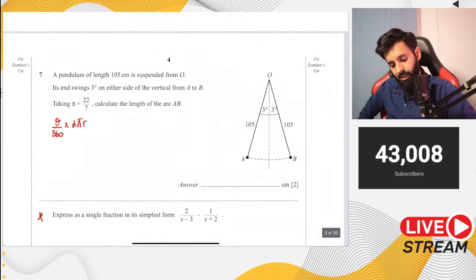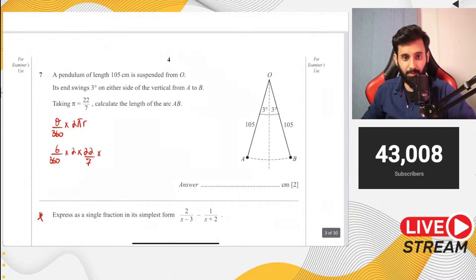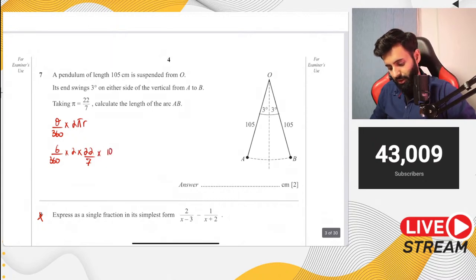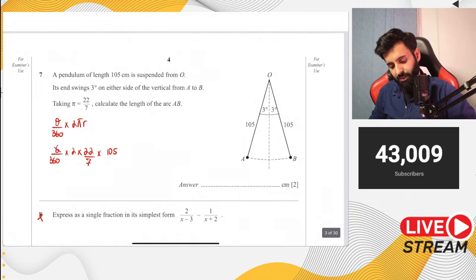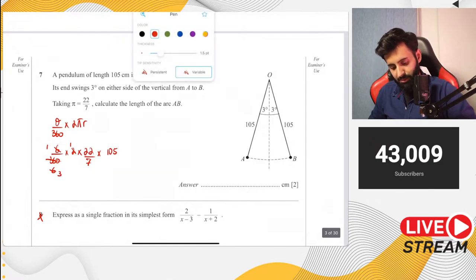So 6 upon 360 into 2 into pi, which is 22 upon 7, into r, which is equal to 105 centimeters. Why? Because that is what the radius is going to be. Now this requires a lot of simplification. So we have 6 ones are 6, 6 sixes are. Theek hai. Now let's see what else I can simplify. So we have 2 ones are 2, 3s are. Theek hai. Let's see what else I can simplify.